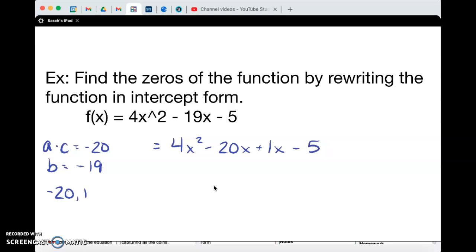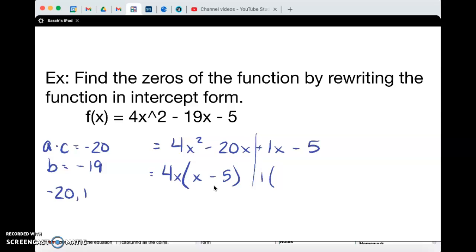I have an A value, so I have to write it in 4 terms. I can't go straight to factored form. What can I take out of the first 2? 4x. And what's left over? x minus 5. And what can I take out of the last 2 terms? 1.